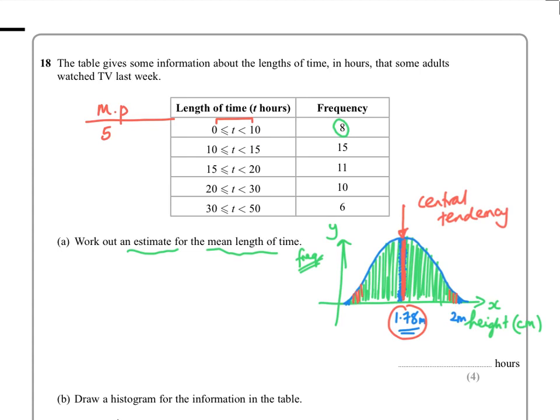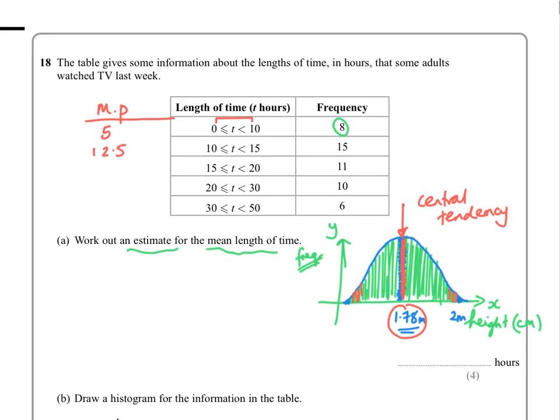Okay, so we'd have 8 lots of 5 and 15 lots of, 15 and 10 you can do on the calculator, halved is 12.5. The next one will be 17.5, and then we'd have 25. Because be careful, this was an interval width of 5, this is 10, so be very careful. And this one, 30 and 50 is 80, halved is 40.